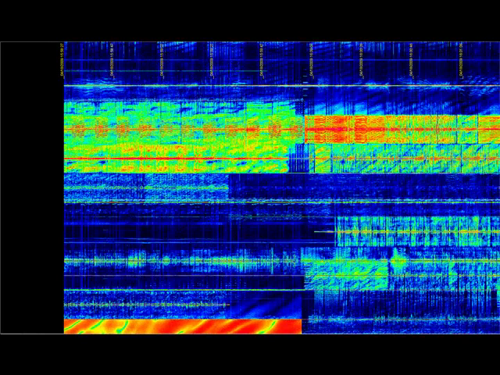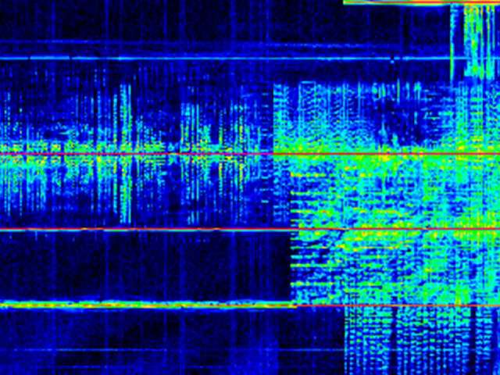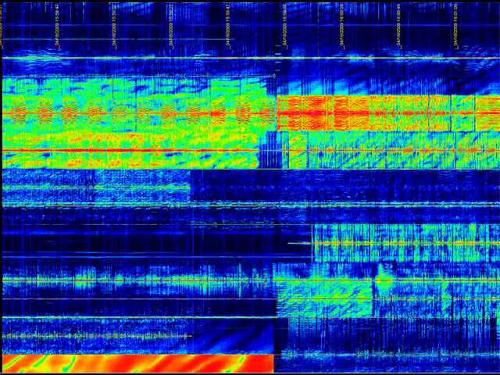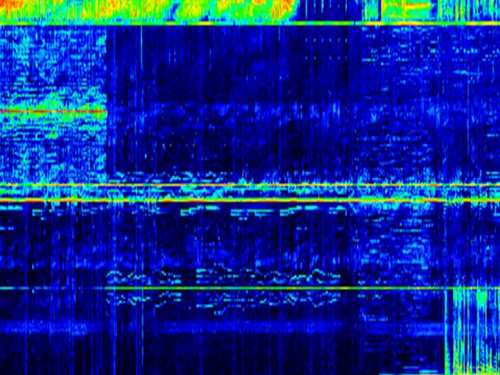At a glance you can see the sign on and sign off of specific frequencies, like on 9730, the starting of the Voice of Vietnam. SpectraVue makes it easy to identify short periods of silence to identify some stations like this one.